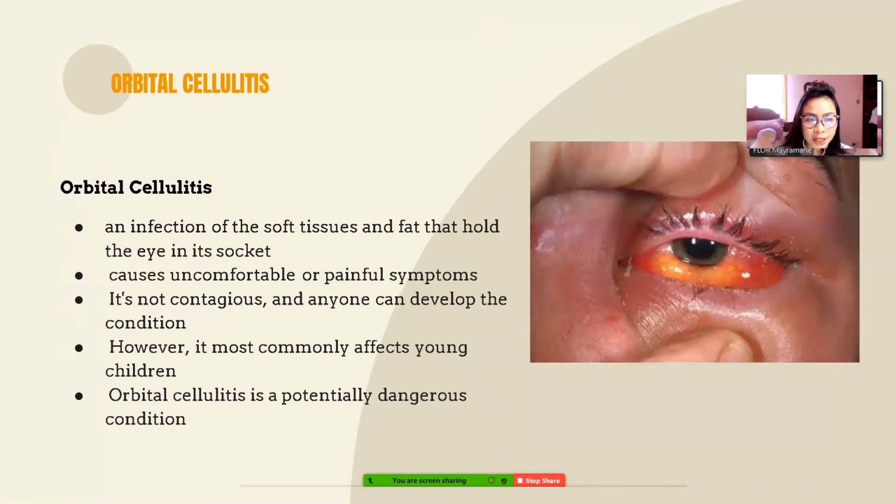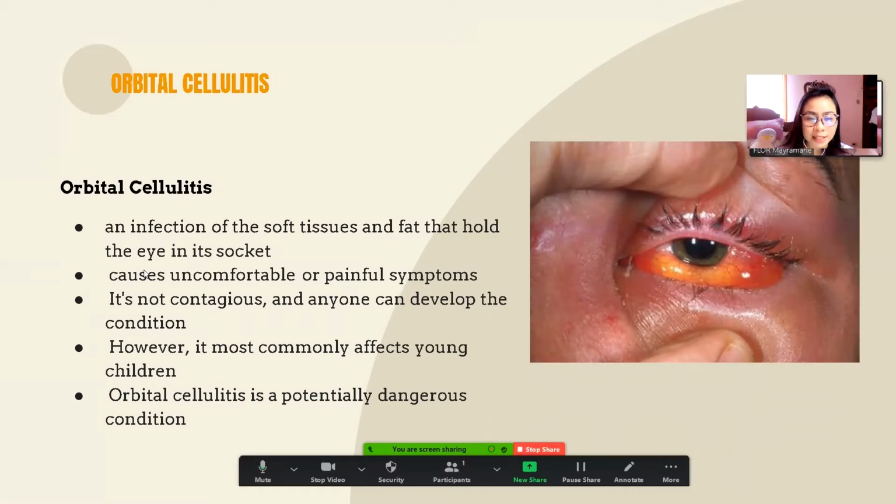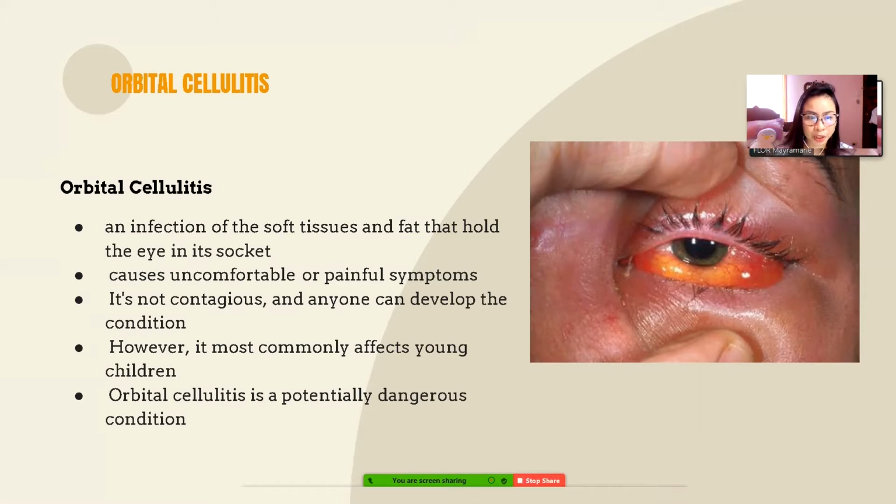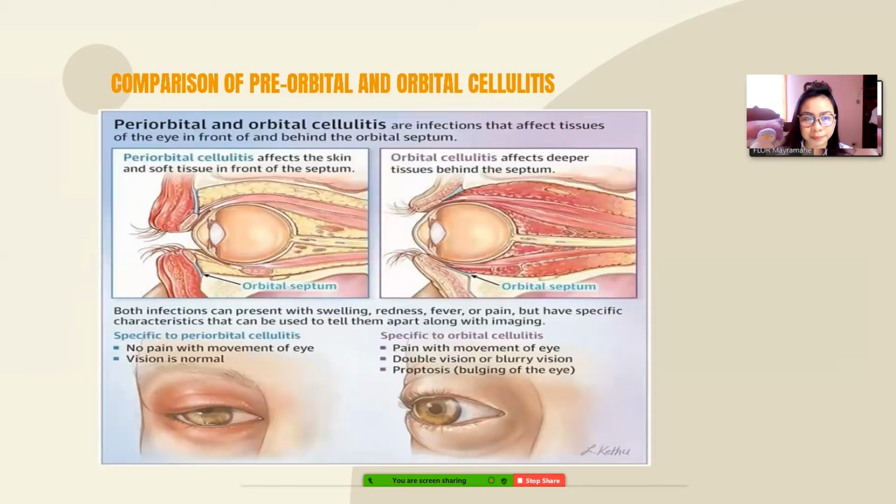Orbital cellulitis is an infection of the soft tissue and fat that hold the eye in its socket. It causes uncomfortable or painful symptoms. It's not contagious, and anyone can develop the condition. However, it most commonly affects young children. Orbital cellulitis is a potentially dangerous condition.